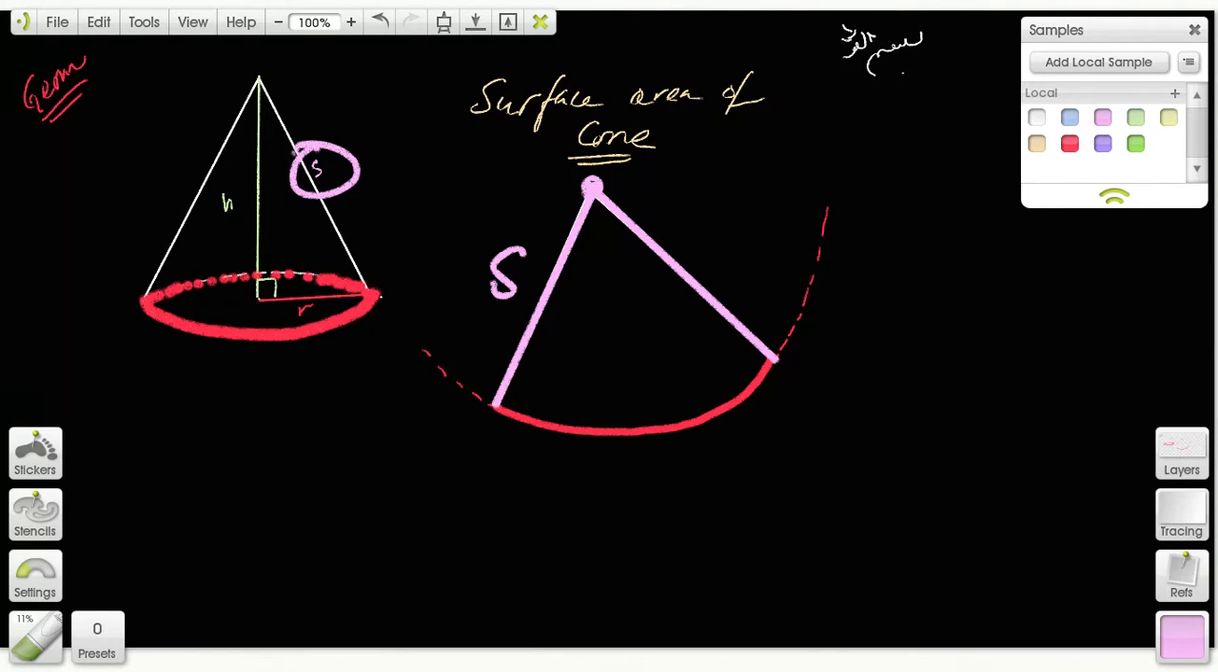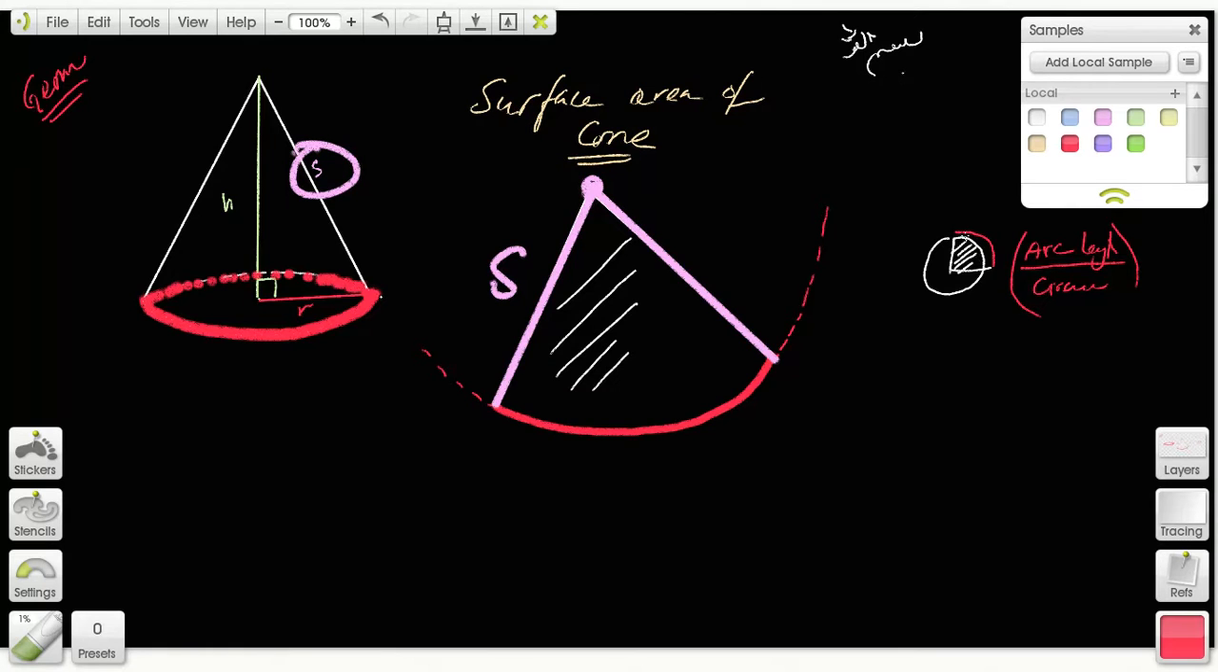All right. So if you want to find the area of this sector, how do you find the area of a sector? What you did was you took the arc length, divided by the circumference of the circle, times the area of the circle. Now I'm going to slow down here for a second.